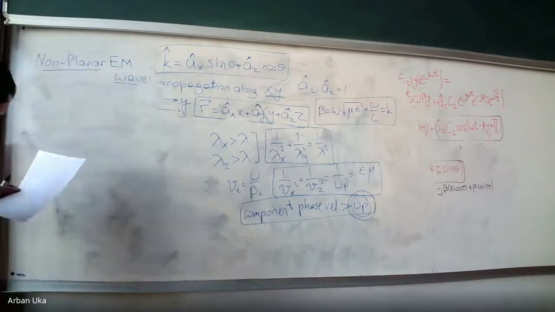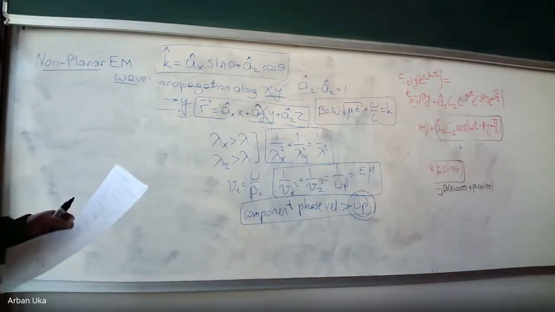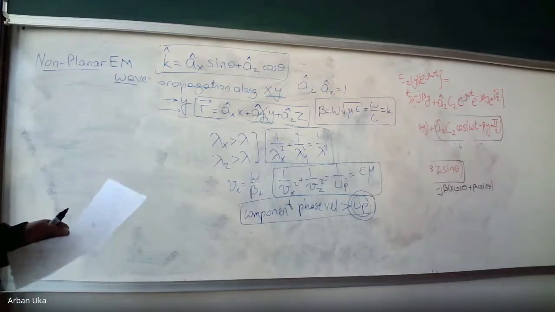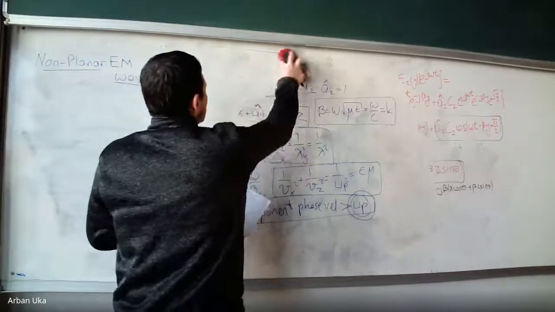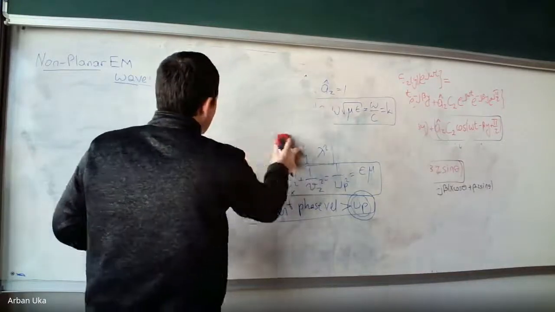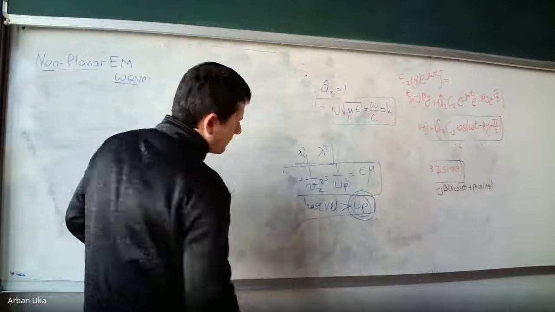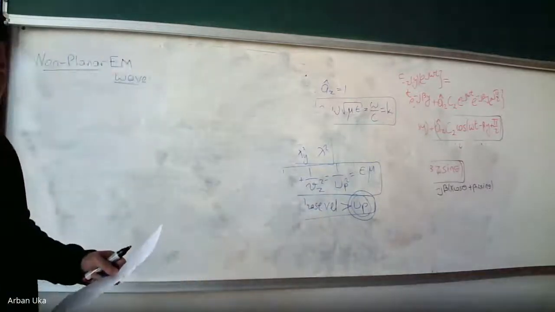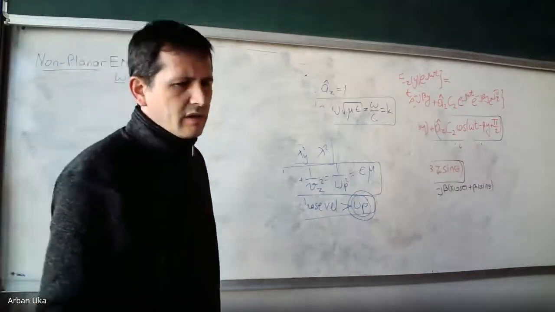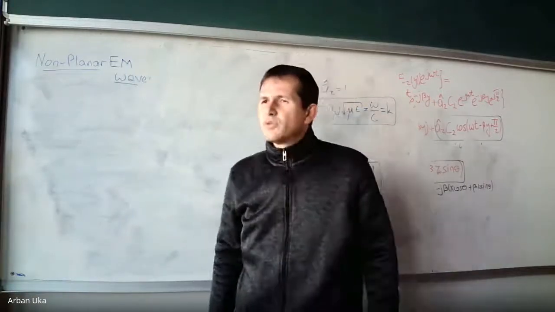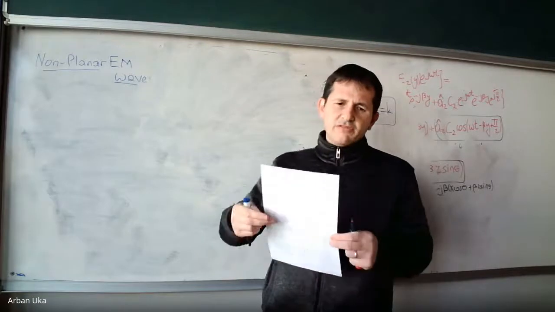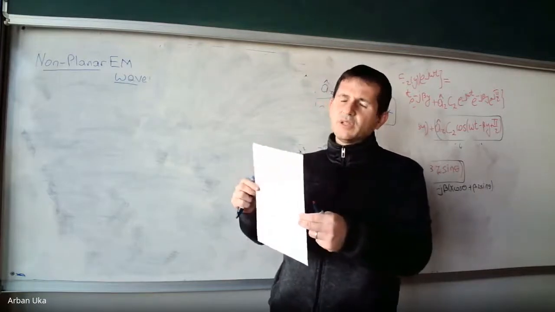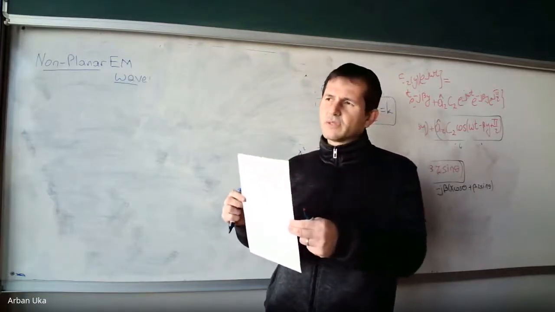So let's assume for a moment the propagation of a non-planar electromagnetic wave, and this one we're not going to discuss too much in detail, because at the same time we could even discuss the non-uniform plane wave. These are waves that don't have the same phase. Right now we're mostly discussing plane waves. What is a plane wave?